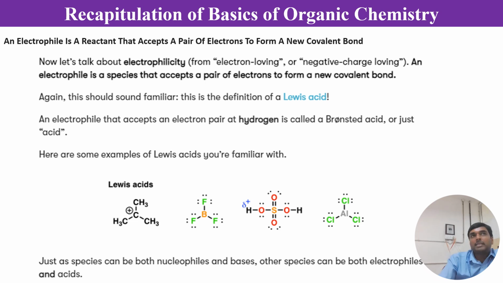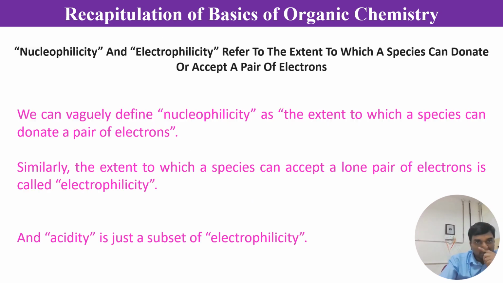Electrophiles are basically electron-deficient species with a positive charge. For example, tertiary carbocation, trifluoroborane, or aluminum chloride are Lewis acids, so they are electrophiles. They need to combine with a nucleophile to form a new bond.